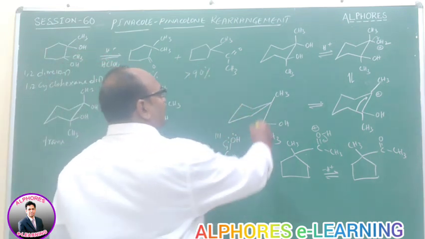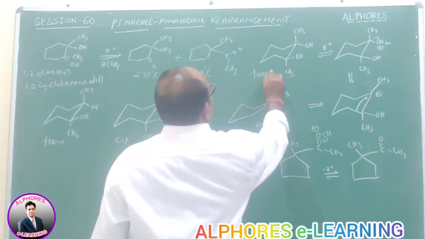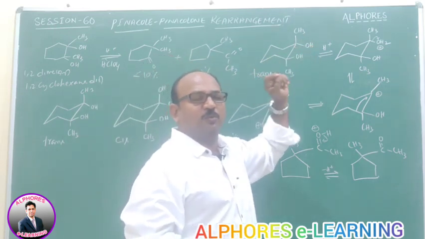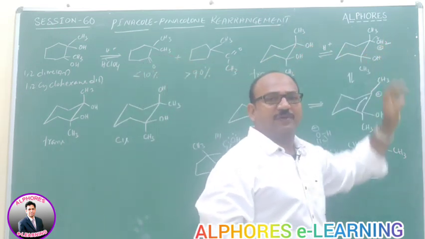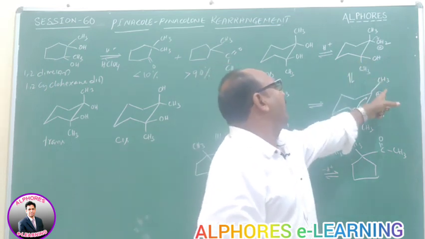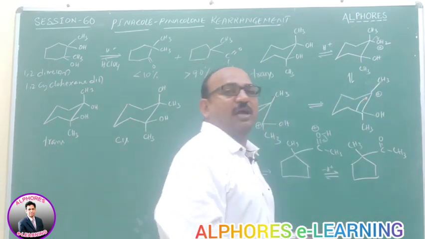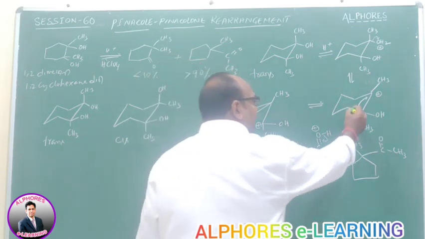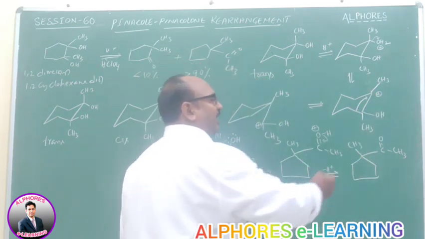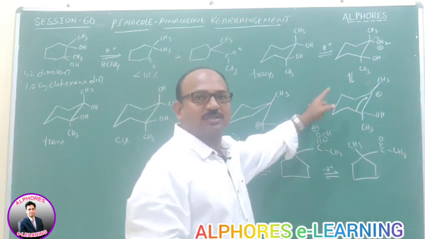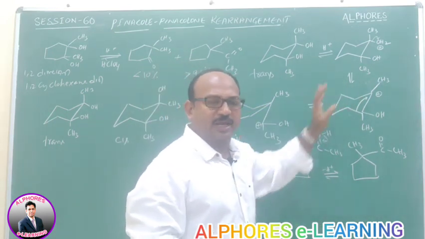I considered the trans isomer. In case of the trans isomer, first protonation of the OH group occurs, and OH2 plus will leave. After OH2 plus leaves, we get a carbocation. And after formation of the carbocation, this methylene group is going to migrate. Here the methyl group cannot migrate, meaning stereochemistry does not support migration of the methyl group.